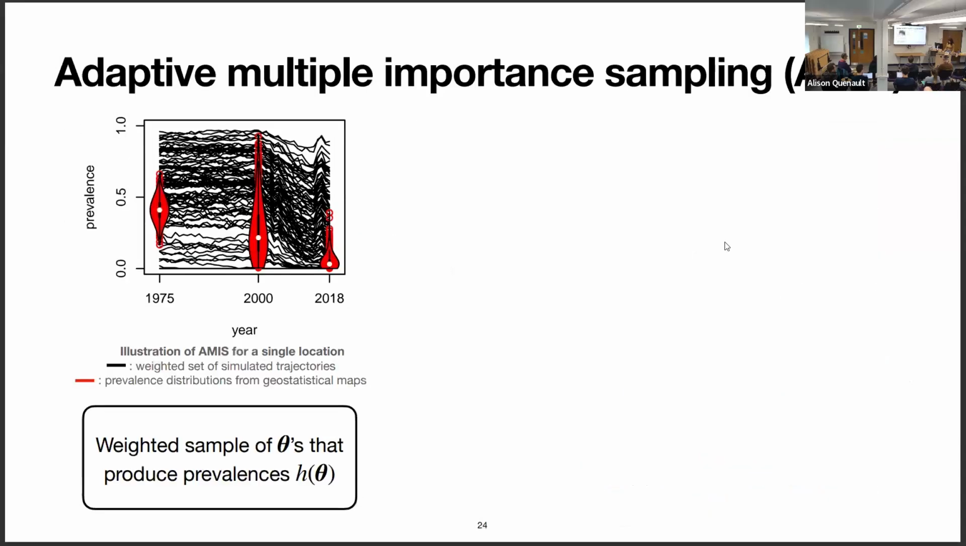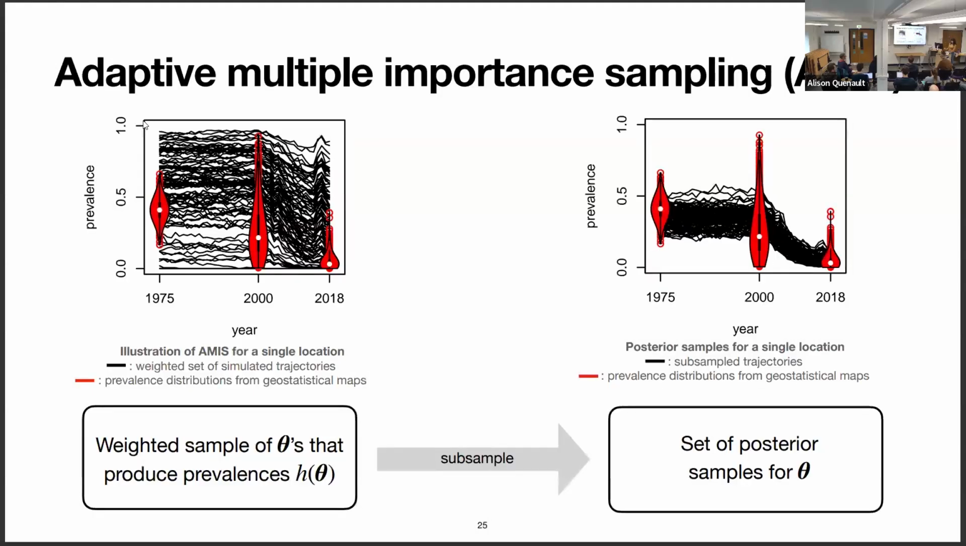At the end of the day, we end up with a weighted sample of values of theta. We can then subsample from that weighted set to get, say, 200 values of theta that give us reasonable simulations of the prevalence values that fit through the map samples. So we're basically doing this for every subnational region that we're interested in. Does that make sense?